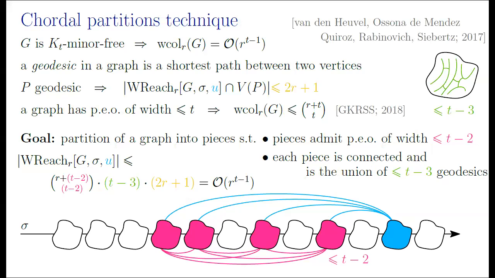So why? When I'm somewhere, by this argument that we discussed on bounded treewidth, I can reach only this number of other pieces. In each piece, I have at most t-3 geodesics. In each geodesic, I can reach only 2r+1 things. So if you write this as r to some power, it's r to the power of t-2. Here you have one more. This is just some multiplicative constant. So you have O of r to the t-1. And this is what we wanted.